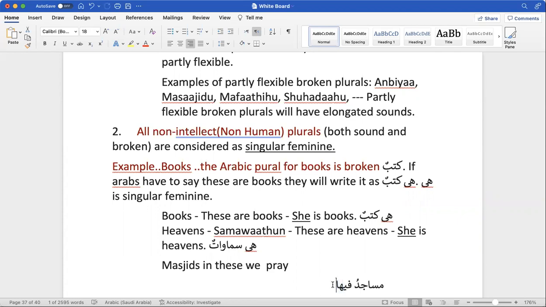Understood? Likewise, when you use an independent pronoun to refer to masajid or books, you will say hiya masajidu, these are masjids. Hiya samawatun, these are heavens. In translation, you will say "these", but in written Arabic, you will write "she", because Arabs always consider non-human plurals, both sound as well as broken, as singular feminine.